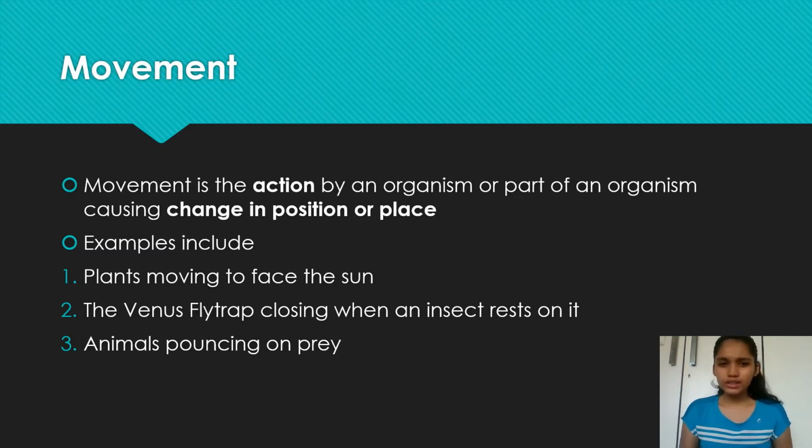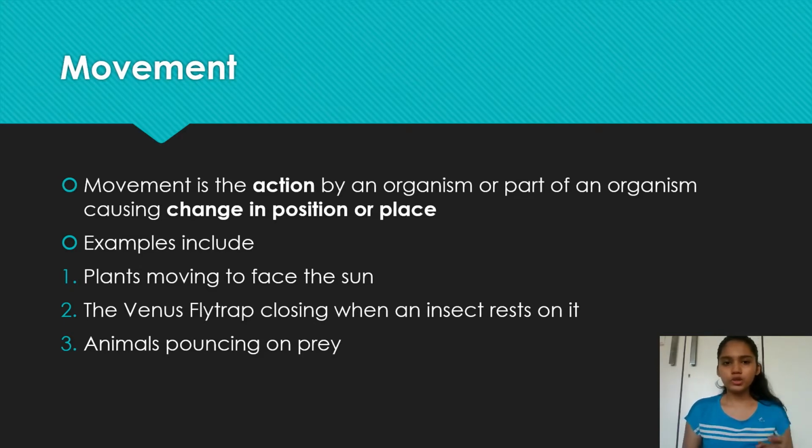So usually this question, define movement, comes for a mark. If you're lucky, you may get it for 2 marks, and that's when you will definitely have to mention action by an organism or part of an organism causing a change in position or place. There are 2 parts to this question that essentially have to be answered. You also get a lot of this in MCQs where they indirectly ask you the definition.